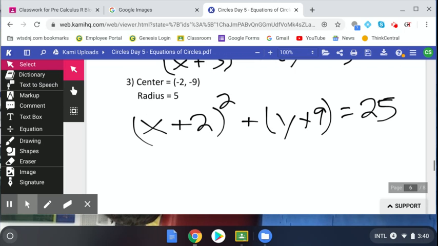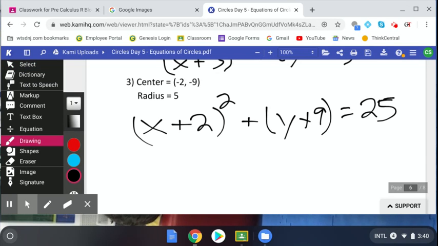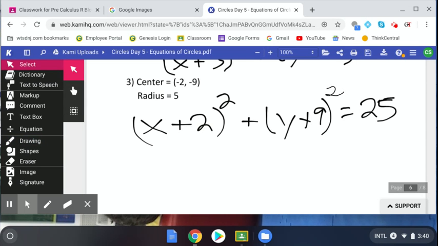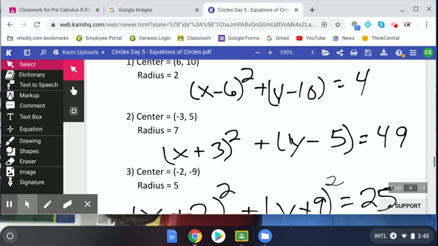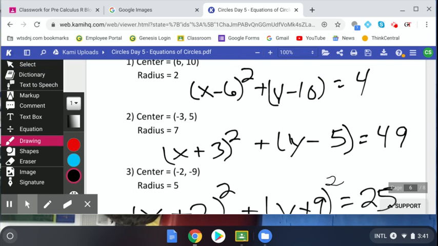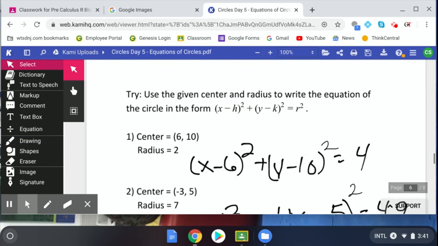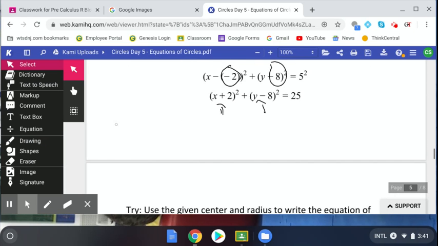For the third one, if the center is at negative 2, negative 9, your equation would look like x plus 2 squared, because the x-coordinate of the center was negative, plus y plus 9 squared equals 5 squared, which is 25. Somebody forgot this squared. Never forget to square the second part of the equation.